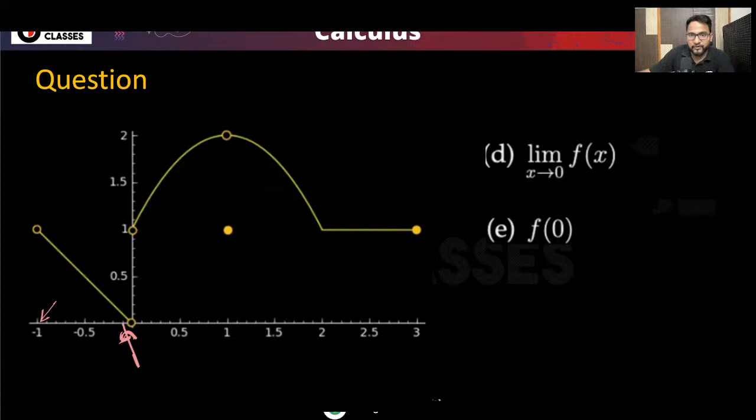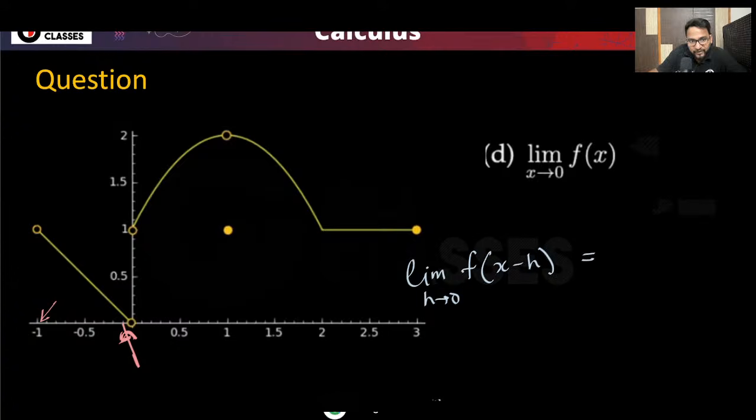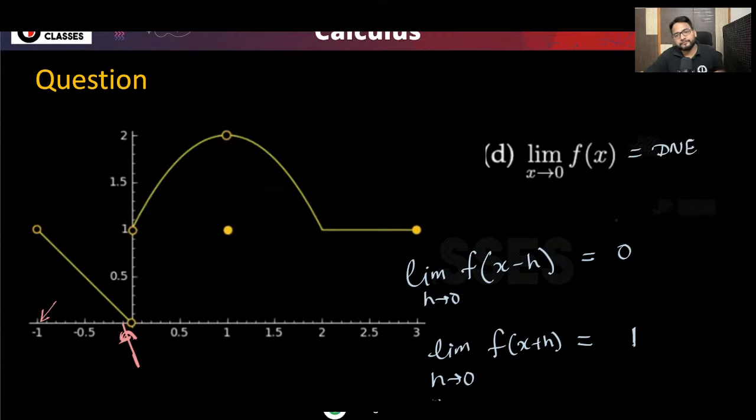So the left limit here is something like this, which means the limit h tends to 0, f of x minus h. The left limit at x equal to 0 is what? 0. And what is the right limit? This is called the right limit, right? At x equal to h, what is the right limit? This is 1. So since this limit does not exist at 0, that is why you will say this does not exist. Is this okay to everyone?